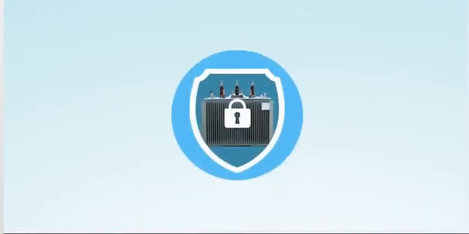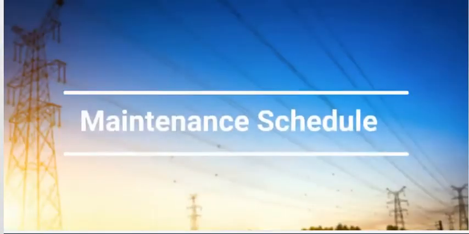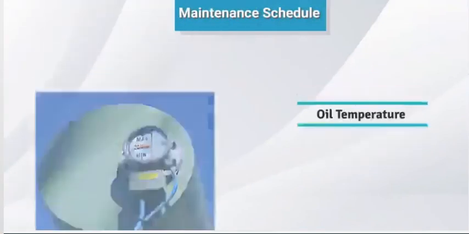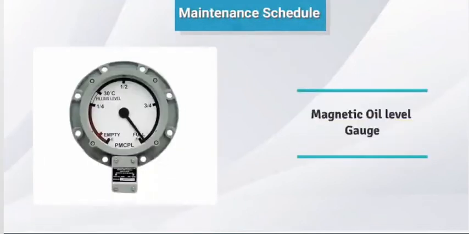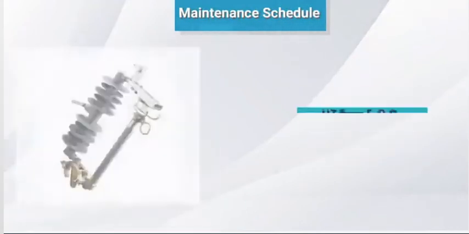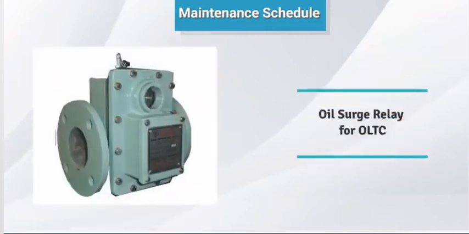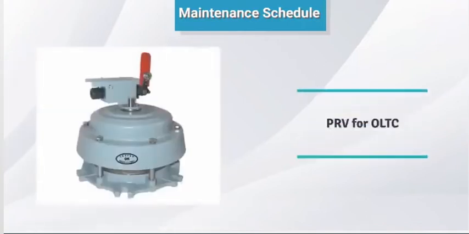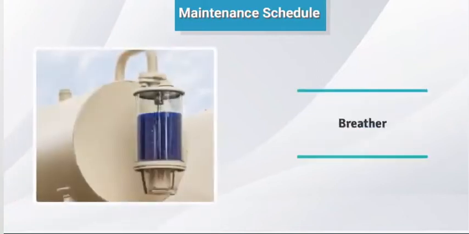The best way of protecting a transformer is to have a good preventive maintenance schedule. The maintenance schedule includes taking care of oil temperature indicators, winding temperature indicators, Buchholz relay, magnetic oil level gauge, explosion vent, HT fuse and DO fuse, LT circuit breaker, HT circuit breaker with overload and earth fault relay tripping, oil surge relay for OLTC, PRV for OLTC, horn gaps and lightning arrestor, and breather.